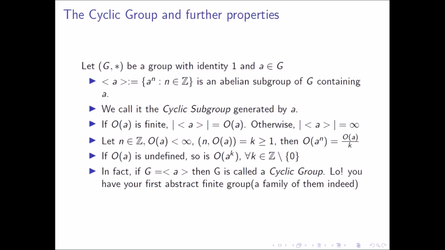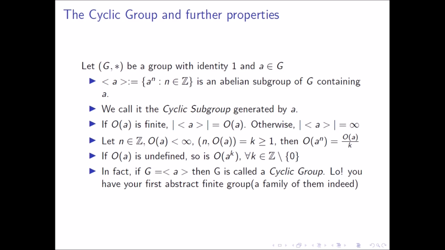So now we come to a different type of group. It's called the cyclic group. Let G be a group and A in G. Then the group generated by A, represented by this angle bracket sign with A in between, is basically all powers of A. This is abelian. It's not difficult to see, as A power P times A power Q is A power P plus Q, which is equal to A power Q plus P, as P plus Q is equal to Q plus P in integers, which is equal to A power Q, A power P. Hence it's abelian and it's a subgroup.